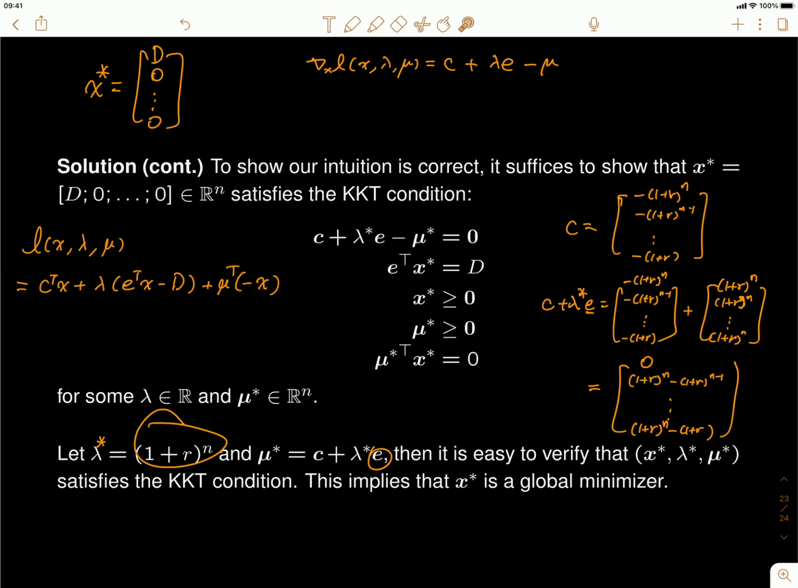And according to our theorem above, since it's a convex problem, this x star must be a global minimizer. And that is indeed our intuition at the beginning. We should just deposit all the money in the first month, at the beginning of the first month, and this KKT condition just verifies that.